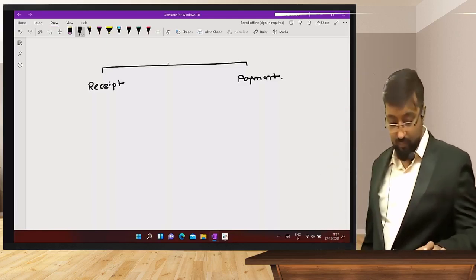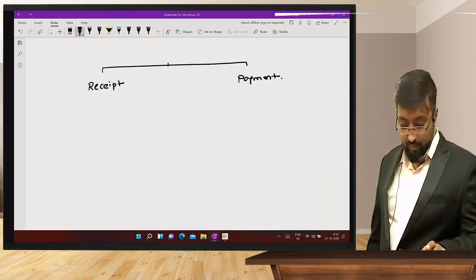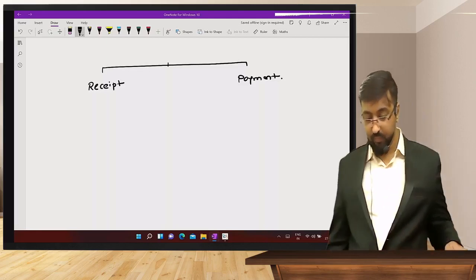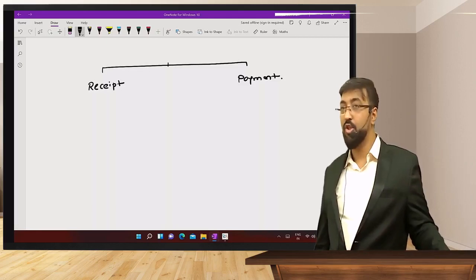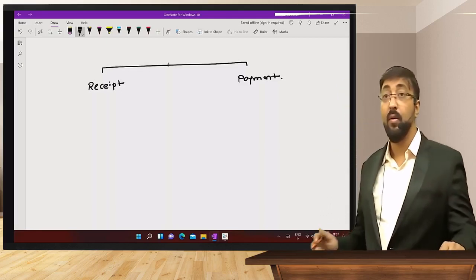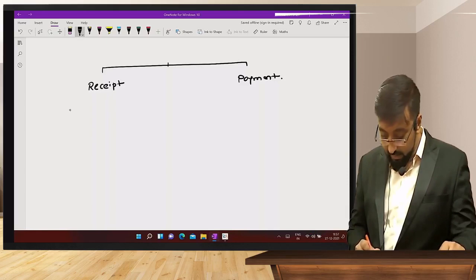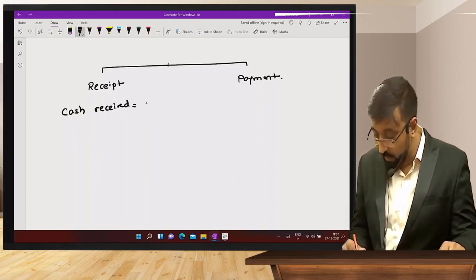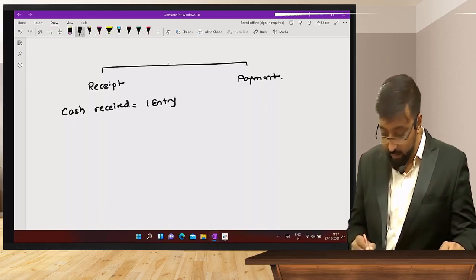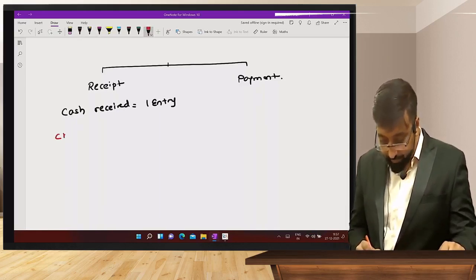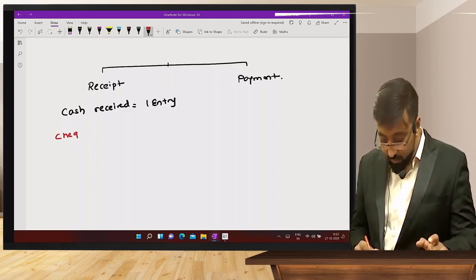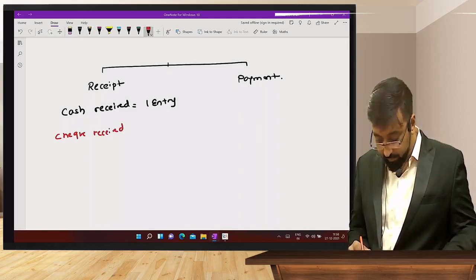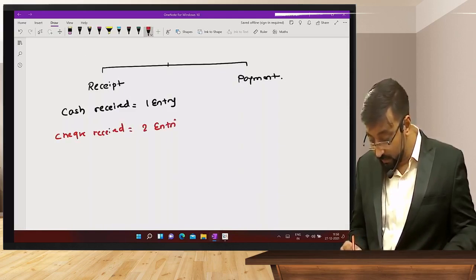Now tell me, hey beta, tell me, whenever I am receiving a check, what is entry? Yes, now cash received, I will write cash received, how many entries? One entry. Red pen, check received. Two entries.